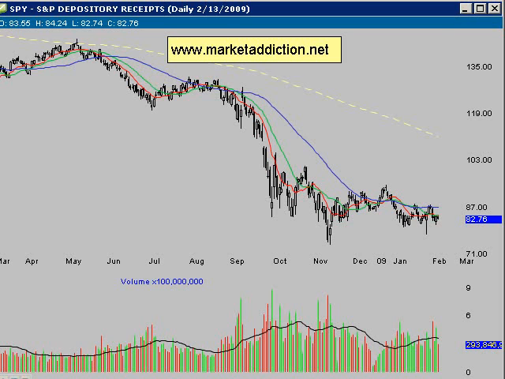Starting off with the daily chart of the S&P 500, you can see that we still have this uptrend line in play here. The market's still hovering right around this level.